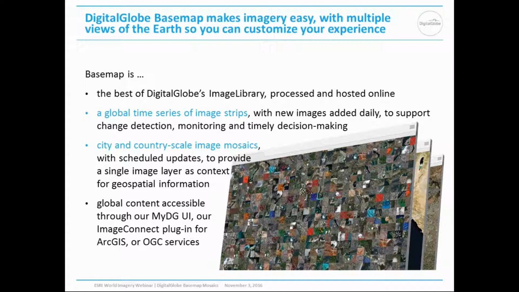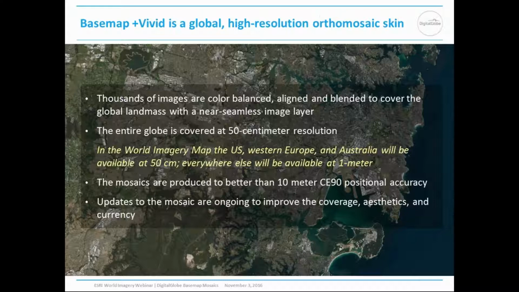Since the Basemap plus Vivid and Basemap plus Metro mosaics are what Esri is using to improve the World Imagery map, I'll now provide a bit more detail on those 2 products.